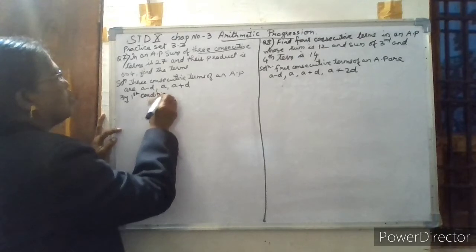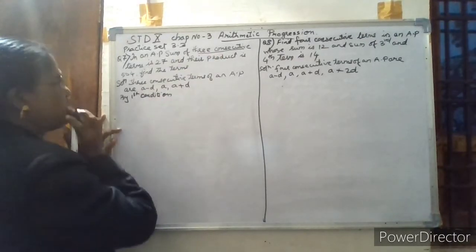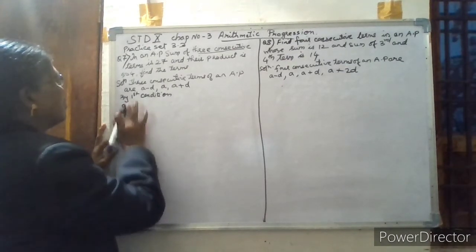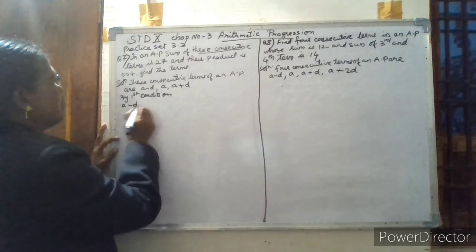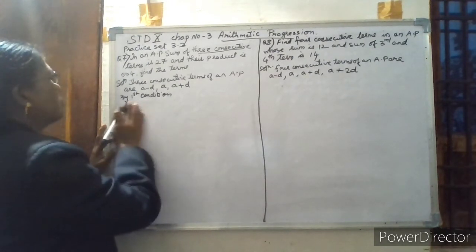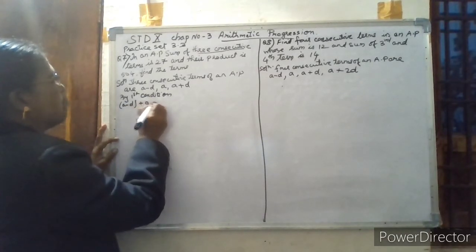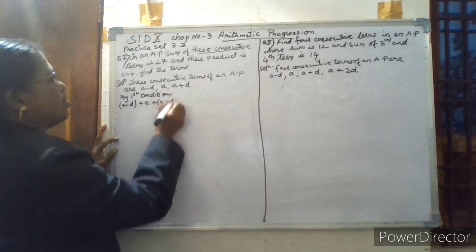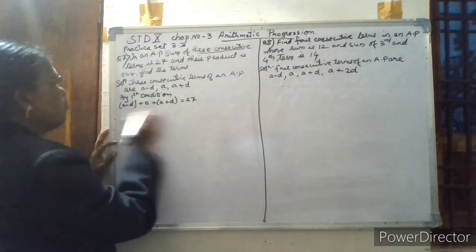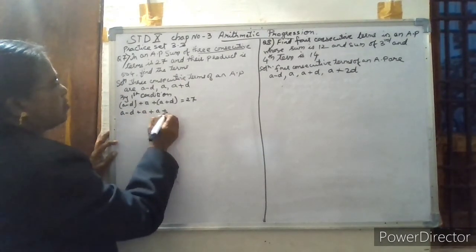That is the sum of 3 consecutive terms. These are 3 consecutive terms, a minus d, a, and a plus d. So the sum is (a minus d) plus a plus (a plus d) is equal to 27, as given. Open the bracket: a minus d plus a plus d equals 27.